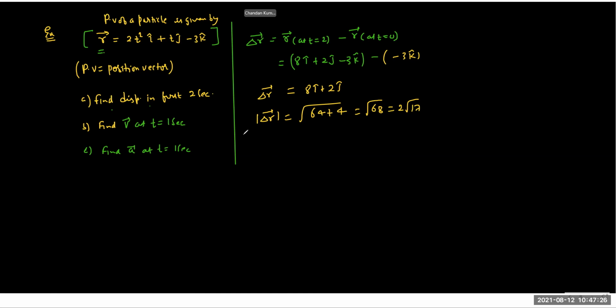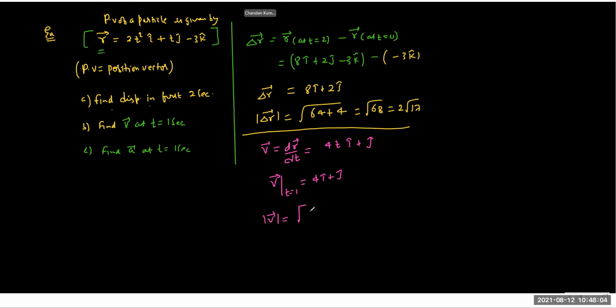For the velocity part, you just need to differentiate. So you get 4t i cap plus 1 j cap and 0, because 3 is constant, so a constant will give you 0. And then I'm finding at 1 second. So v vector at t equals 1 second will be 4 i cap plus j cap, and so mod of v will be root 17.